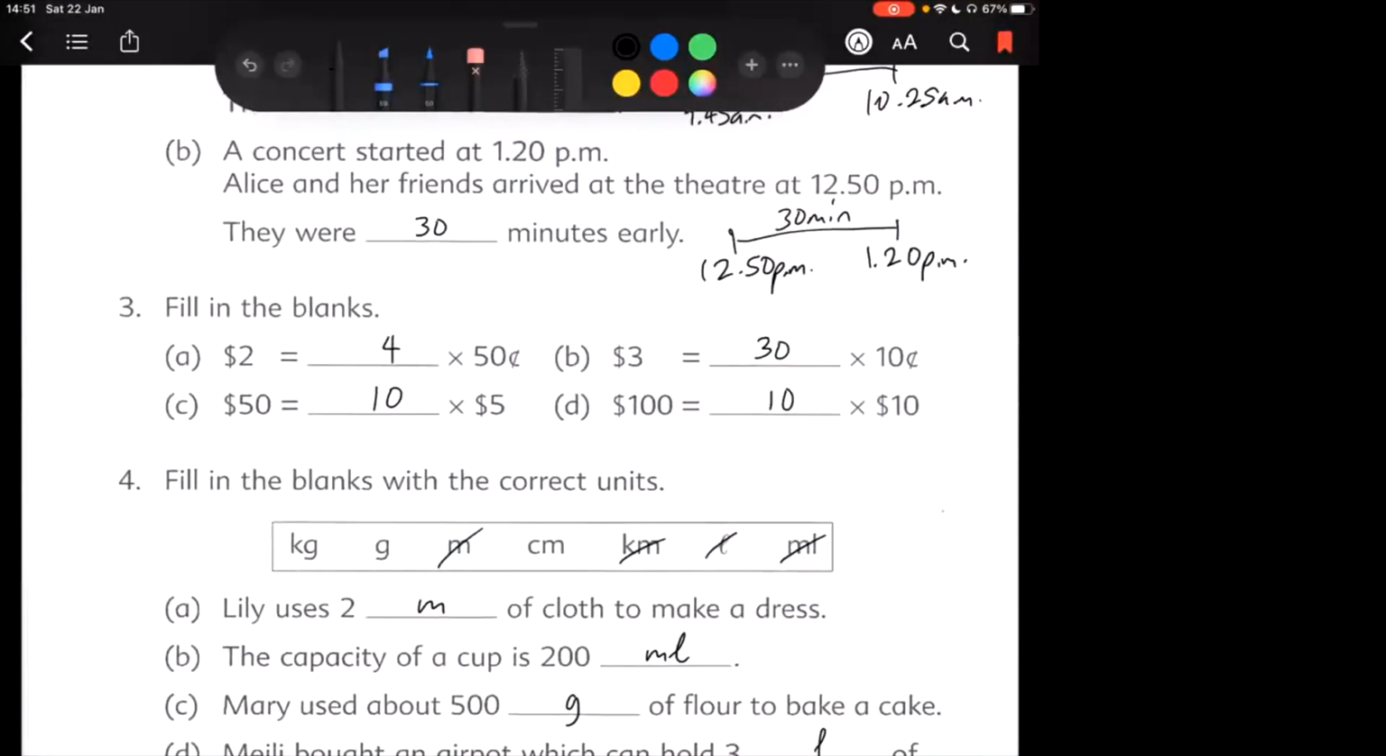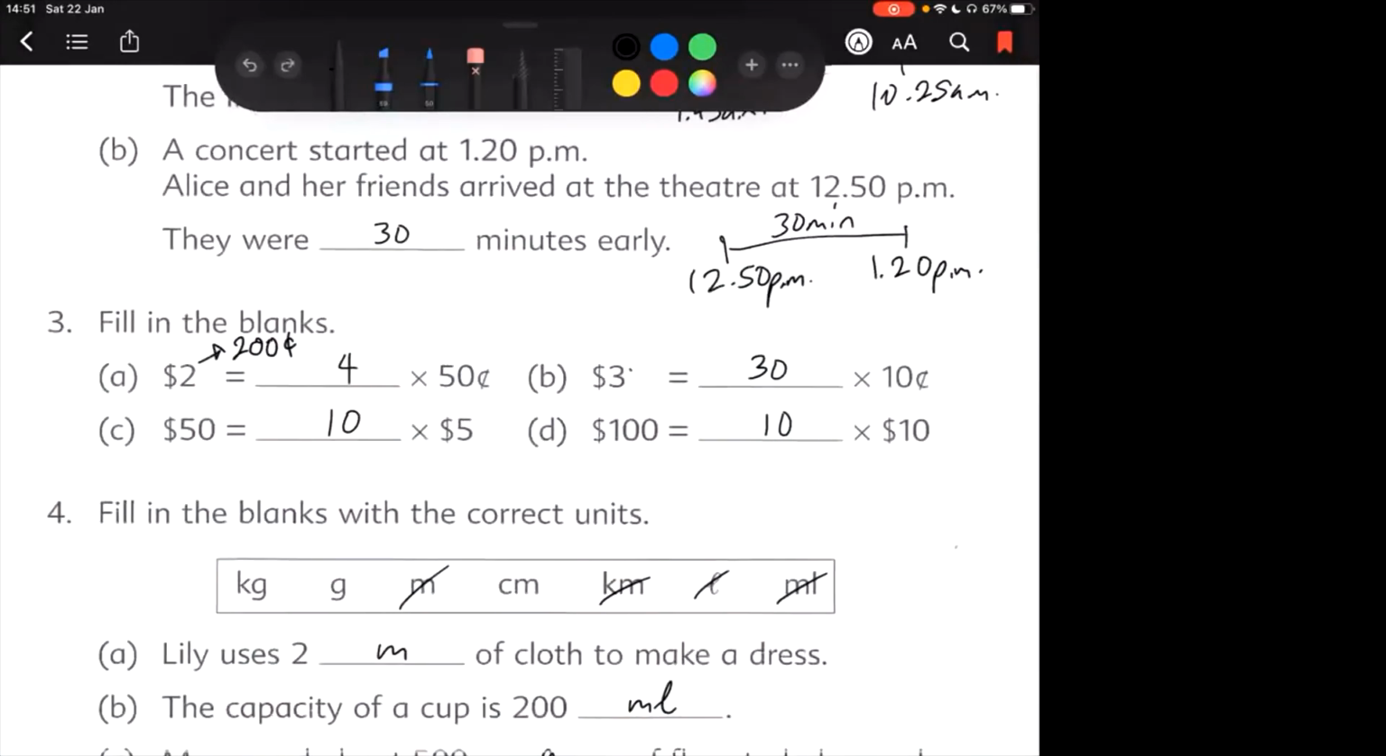What I did for these questions is I converted the dollars to cents first. So this is 200 cents. And 200 is 4 times 50, because you could say 200 divided by 50 equals 4. And then for this, it's 300 cents. So that's 30 times 10. You don't need the cents for these. You don't need any units for these numbers, because then cents times cents would be cents squared, which doesn't make any sense because it's not the real thing.